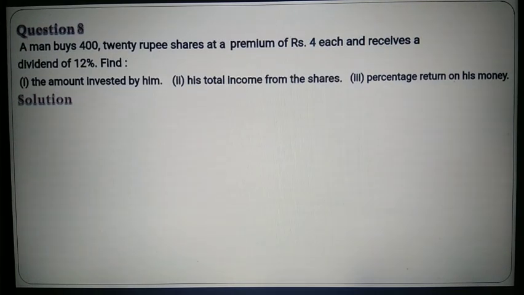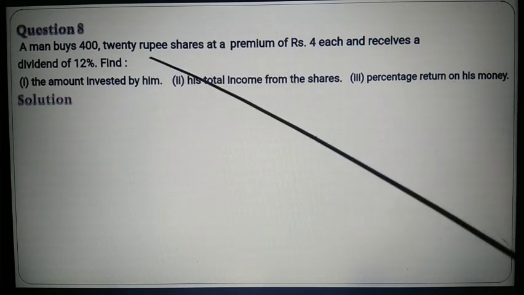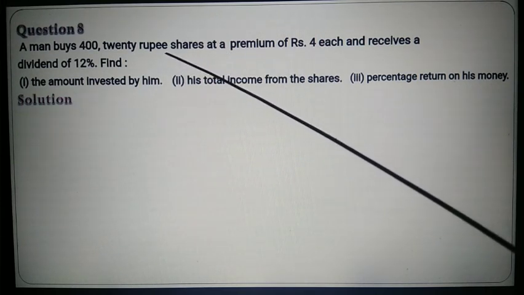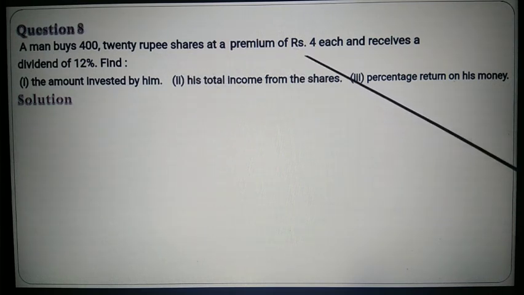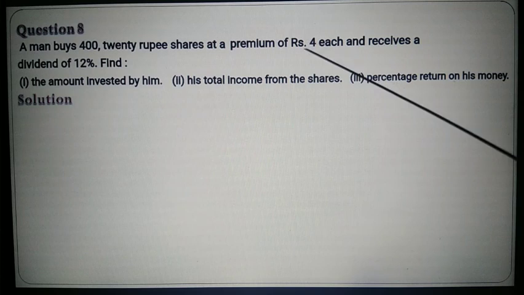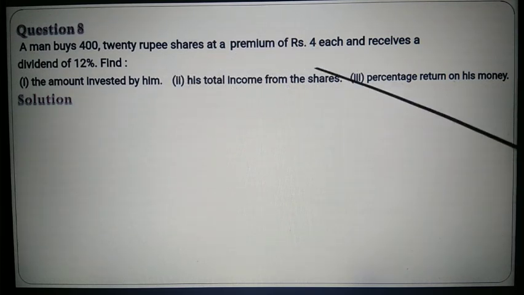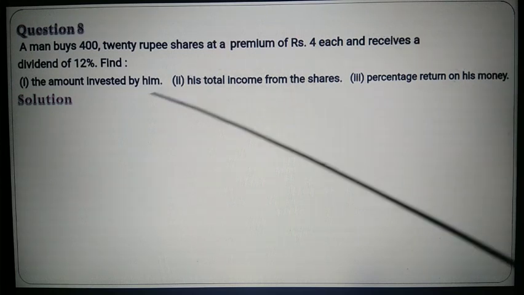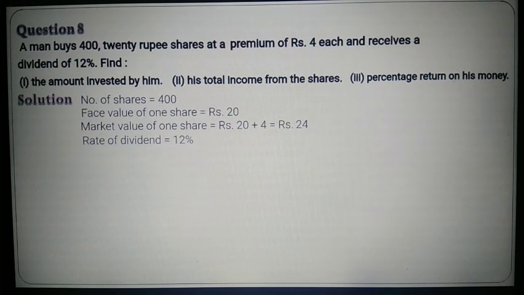Next question. A man buys 400. So this clearly says that this 400 is the number of shares. 20 rupee shares. So a 20 rupee share means my nominal value or face value is rupees 20, at a premium of rupees 4. So if my premium is 4, then my market value is going to be 20 plus 4. Yes, and the rate of dividend is given to be 12%. Whatever is given, I have just noted down.